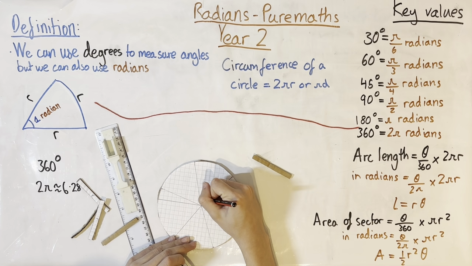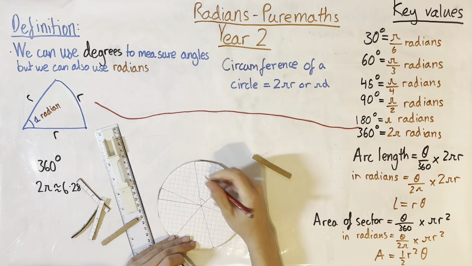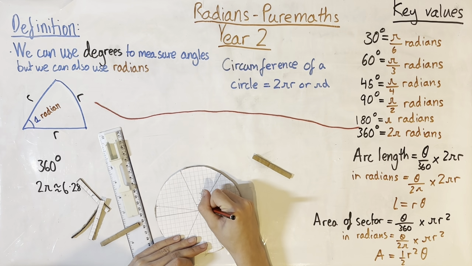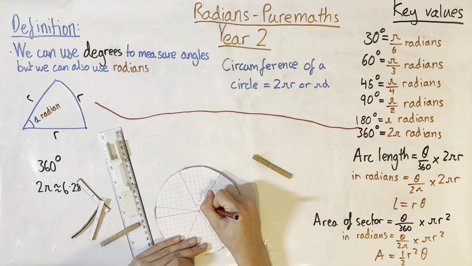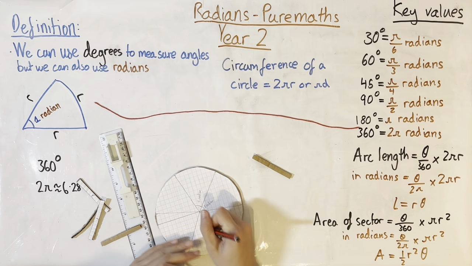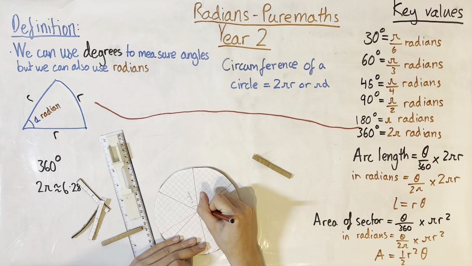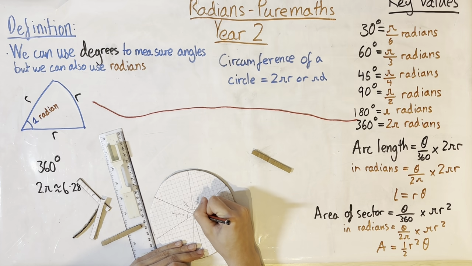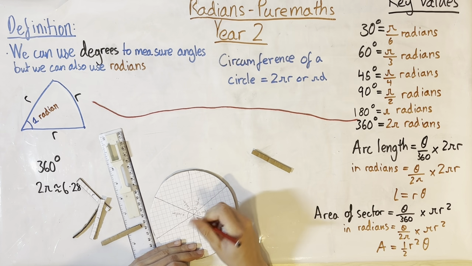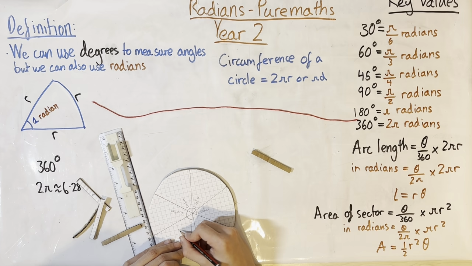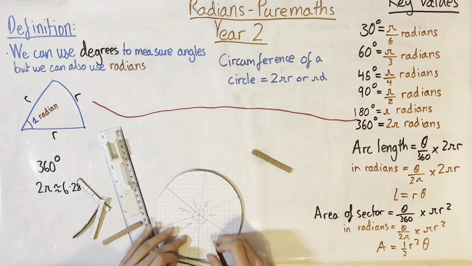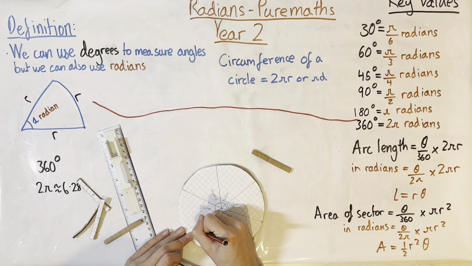We notice that each of these angles is 1 radian. That's 1 radian. That's 1 radian. That's 1 radian. This is 1 radian. This is 1 radian. And this is approximately 0.28 radians.